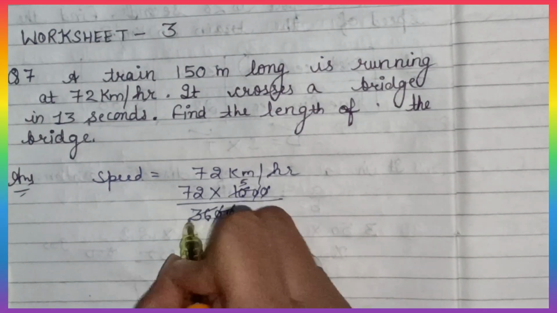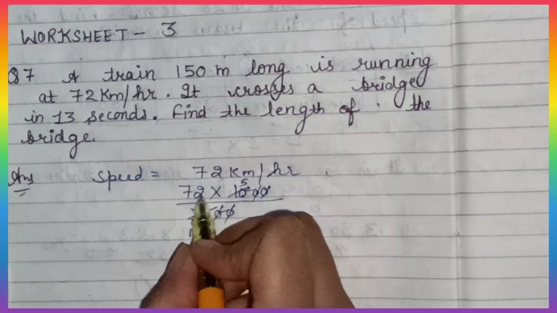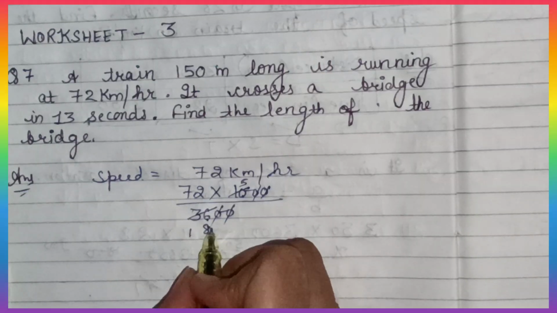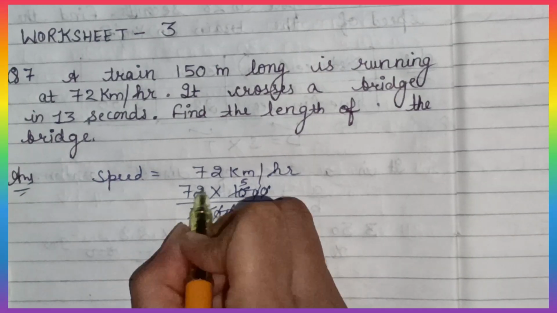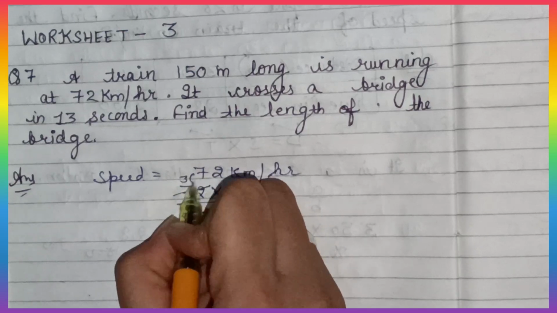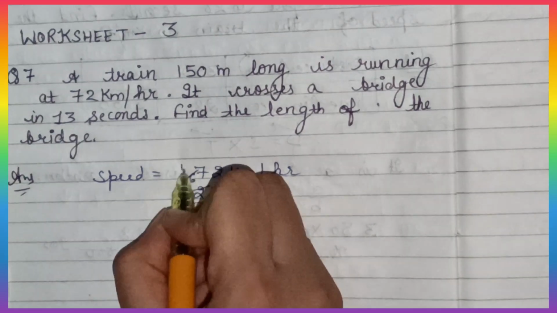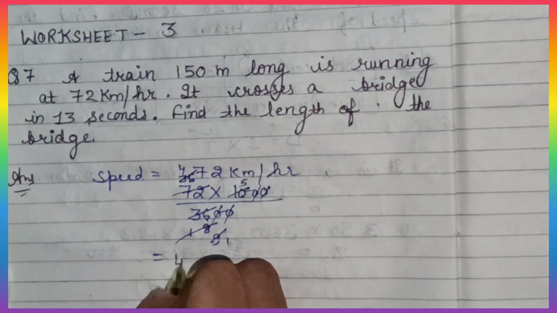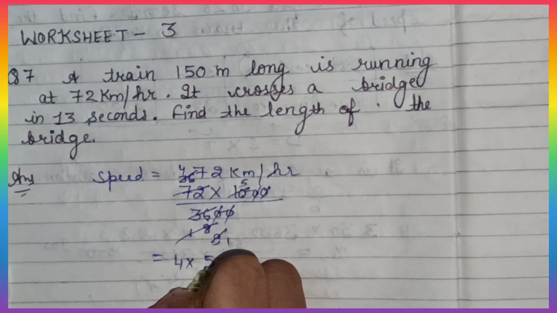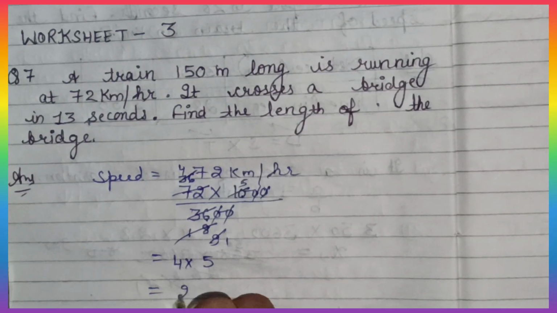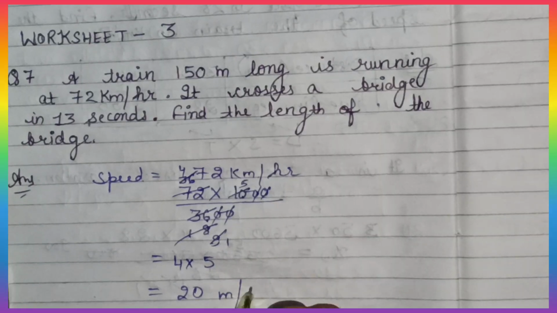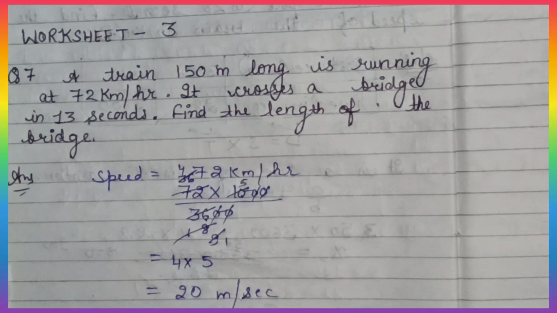2 5s are 10, 2 1s are 2. 2 8s are 16. Here is 2 at the ones place, and 8 at the ones place is divisible by 2. 2 9s are 18, 2 3s are 6. 2 6s are 12, 9 1s are 9. 9 4s are 36. Here 4 multiplied by 5 is equal to 20 meter per second.